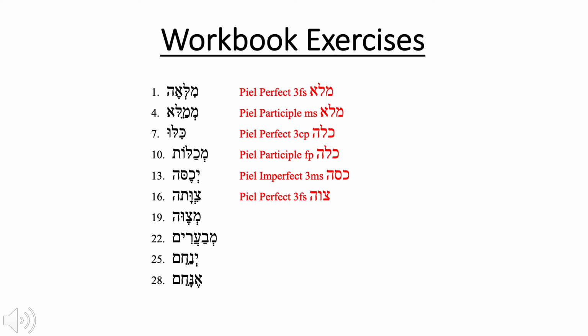Number 16 is also a PL perfect, a 3FS because of the common hey. We have the dagesh in the vav in the middle of this verb. You notice that the vav here is not acting as a shurik, it is acting as a consonant with a dagesh. What about number 19?